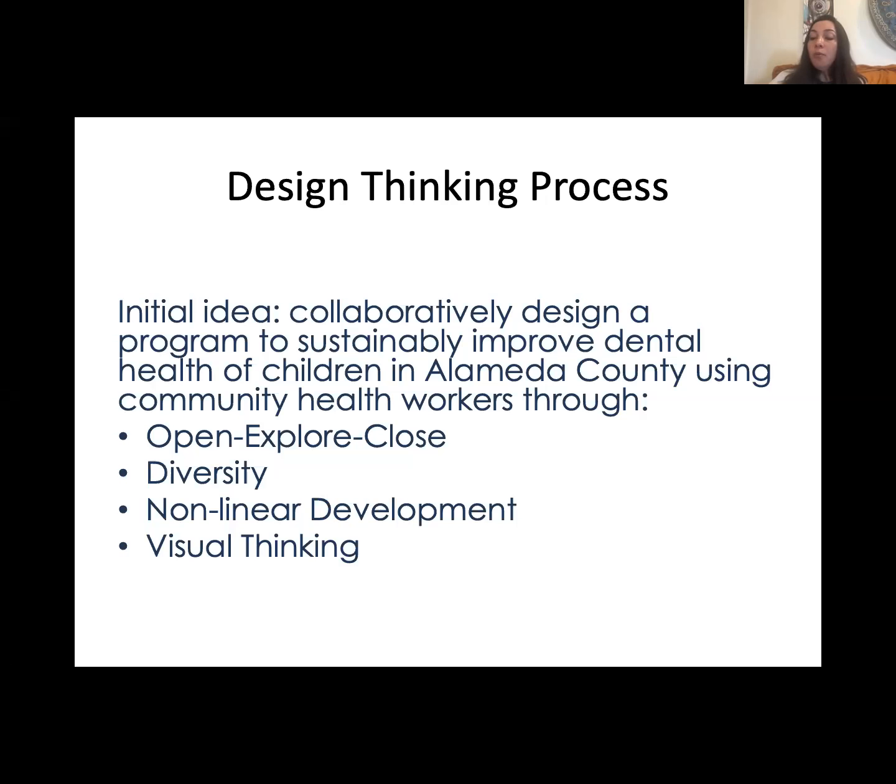In our process, we had the initial idea. The initial idea was that we want to collaboratively design a program that improves children's oral health in Alameda County and uses community health workers. So that was the initial conception idea.